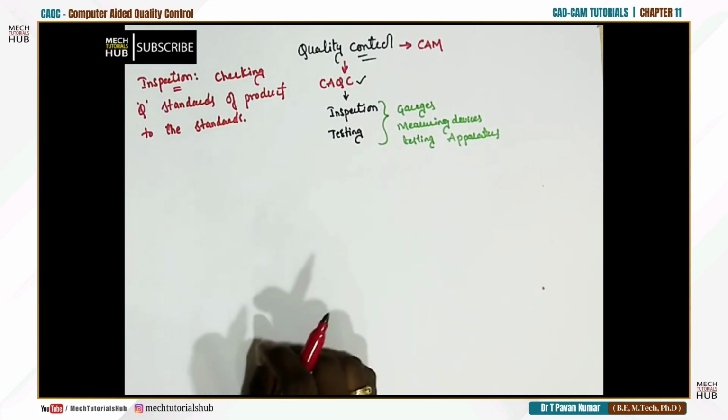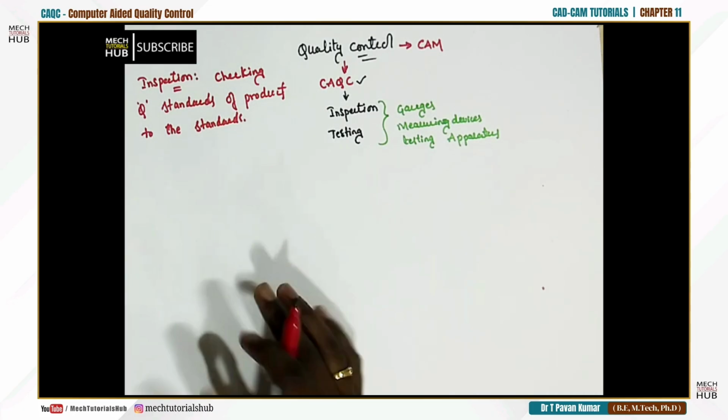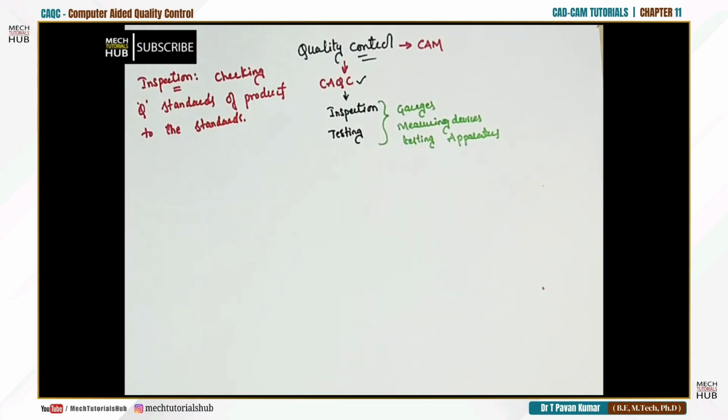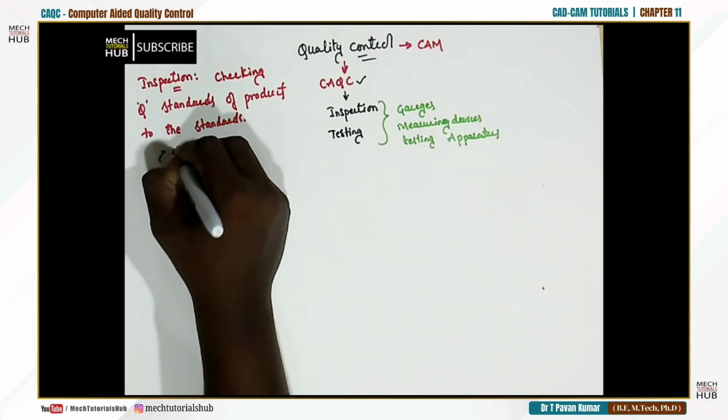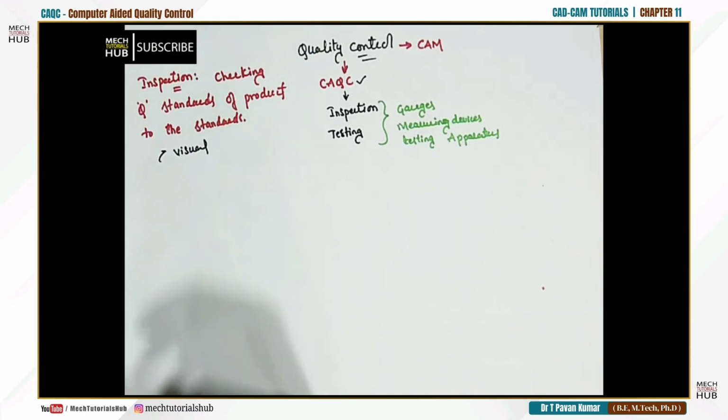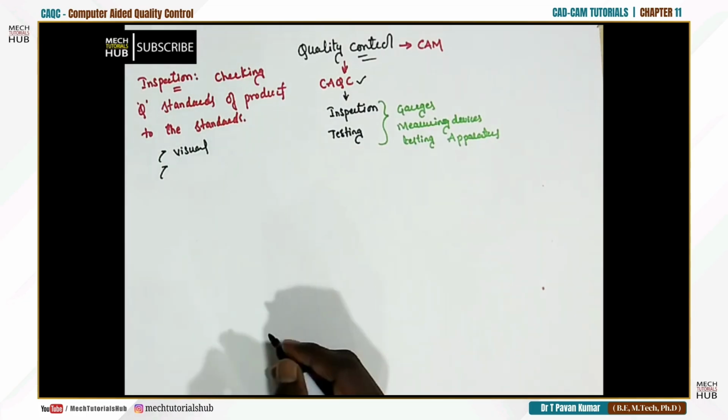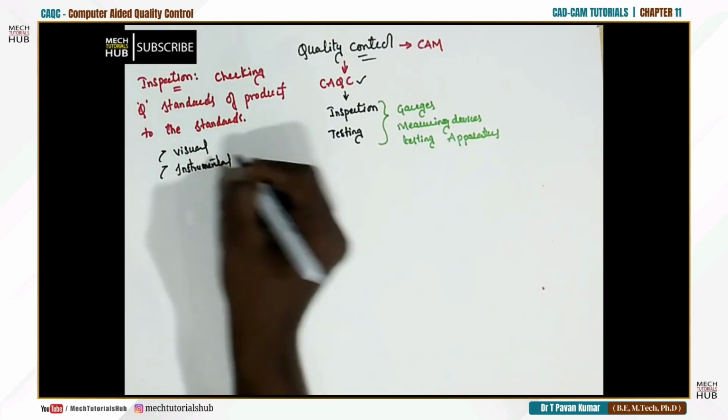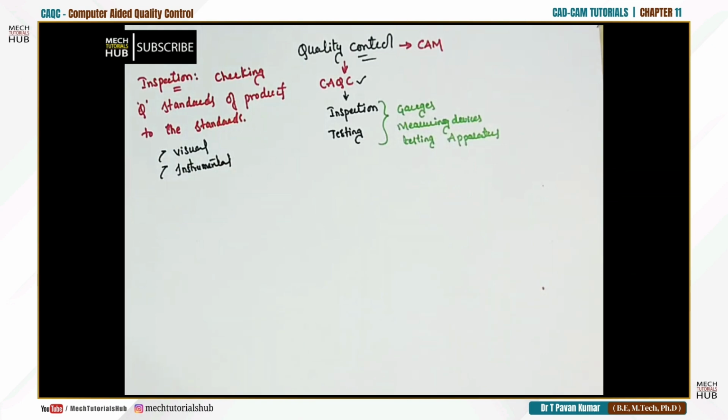This particular inspection can be done in a visual way. There are many ways actually. Let us name it the visual way. Visually you can have a look at the component and say whether the dimensions or the shape of that component is properly done or not, or by instrumental means, nothing but using gauges or measuring instruments, or by metallurgical means.